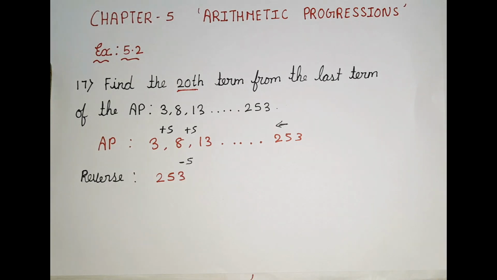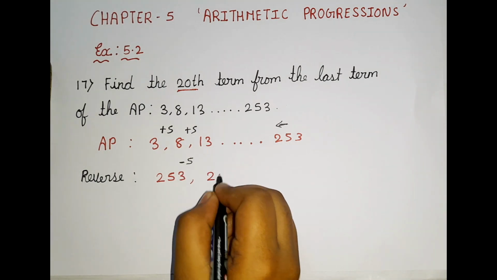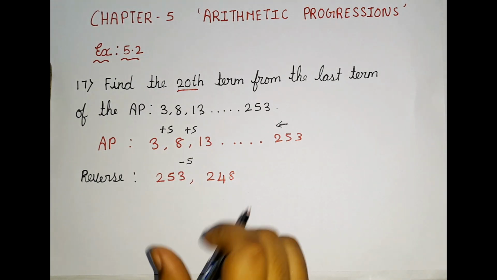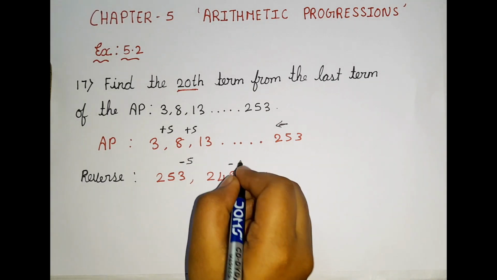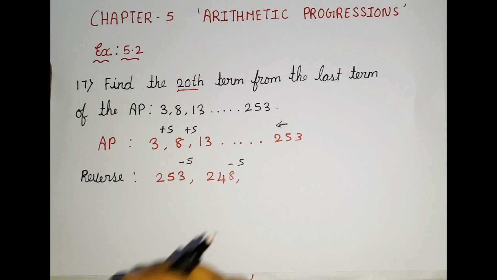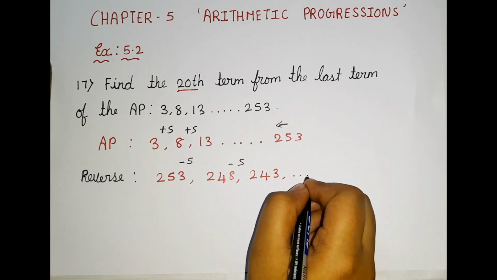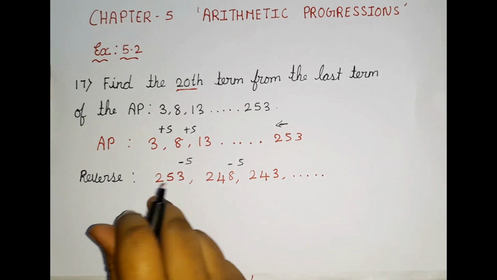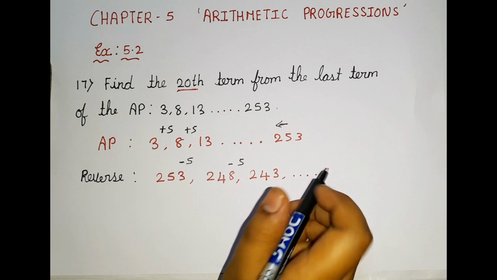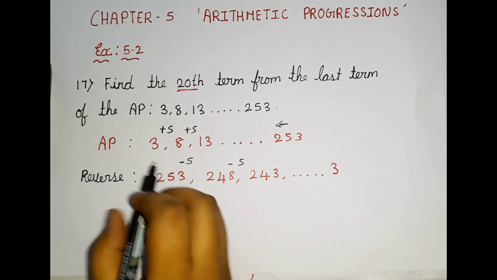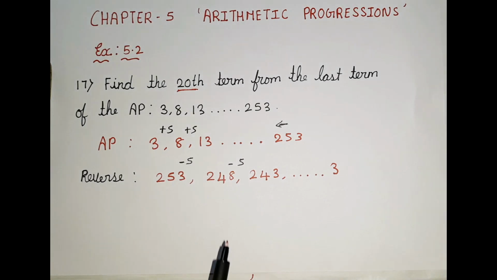When we subtract 253 minus 5, we get 248, and then when I subtract 5 again, I'll get 243, and we can write so on. Like this it goes from the last term, and after so on we'll get 3. Why? Because according to the AP, here it is 3, that's why I just wrote it as it is.